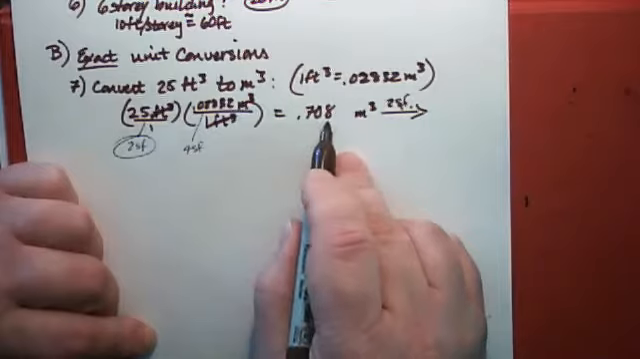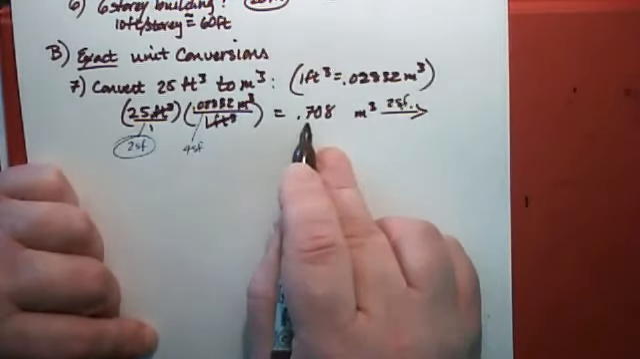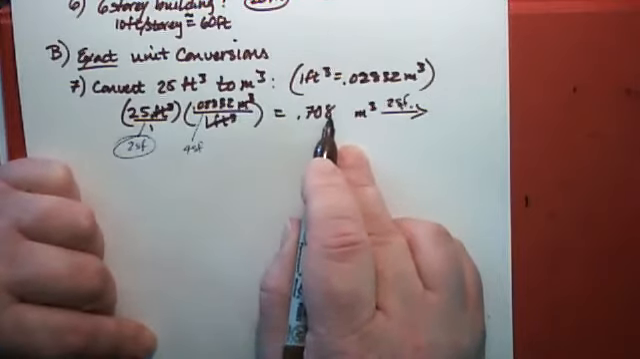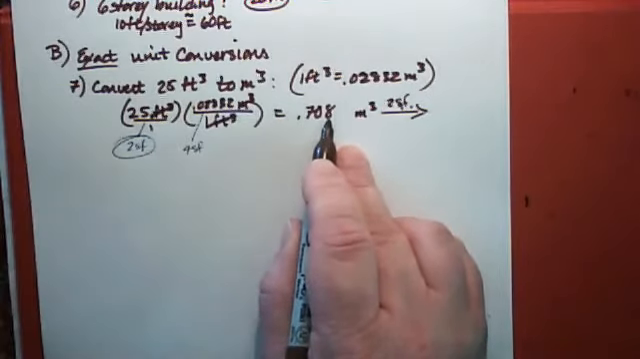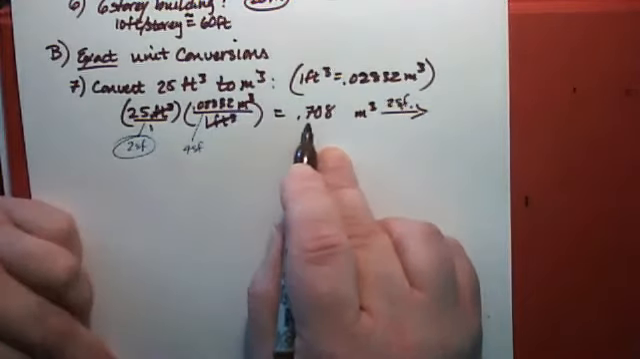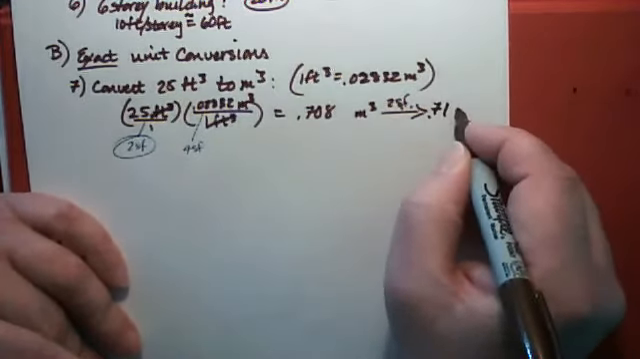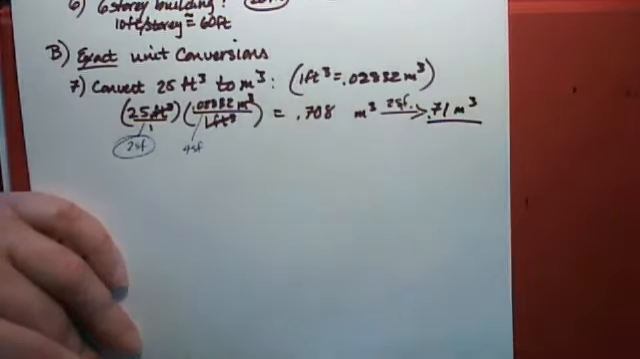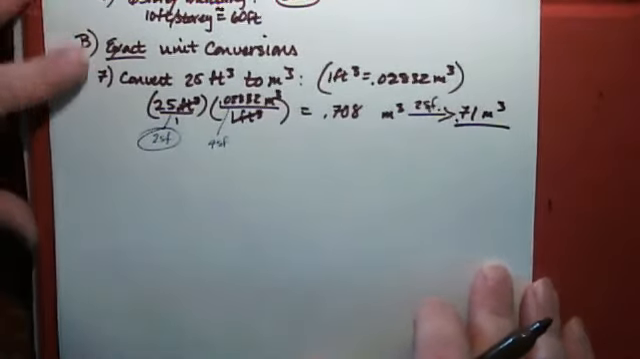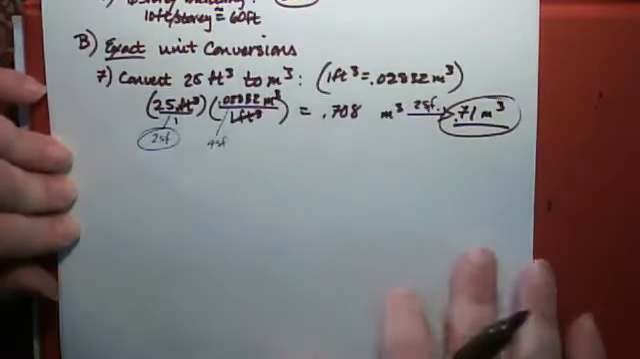So 0.708 would round off to 0.71, because the 0.7 and the 0 are okay to keep, but the 8 has to go. Since the first number that's going is greater than 5, that means the digit before it has to go up by 1. So the proper answer to the proper number of significant figures is 0.71 cubic meters.